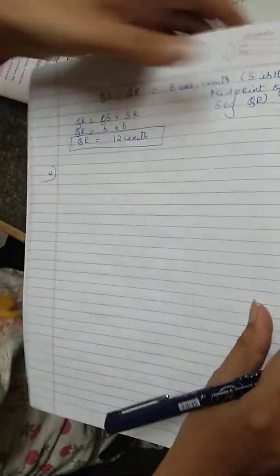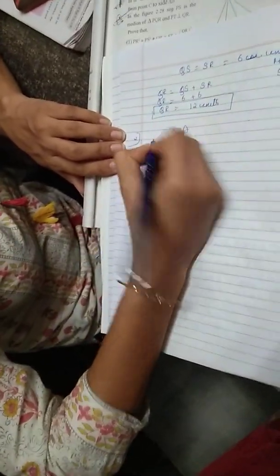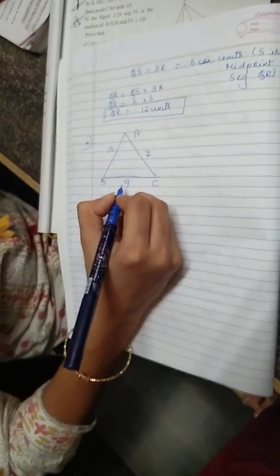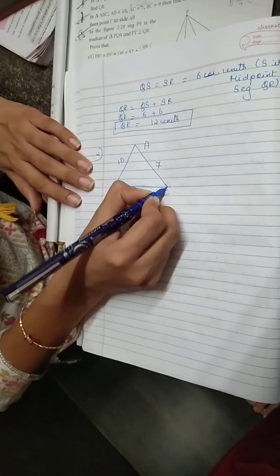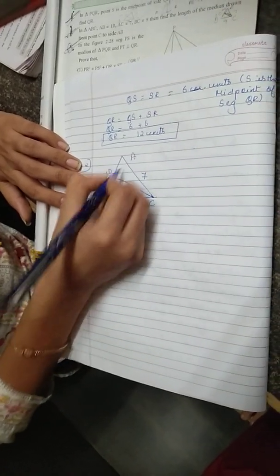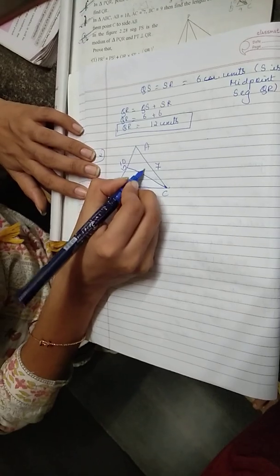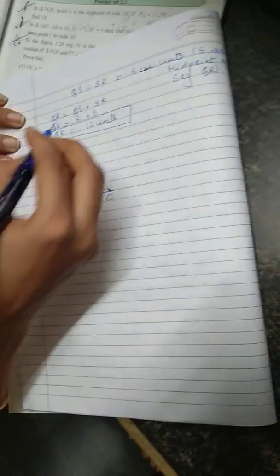This is your next question. In triangle ABC, let us draw triangle ABC. AB is 10, AC is 7, BC is 9. Find the length of the median drawn from point C. Now the median is drawn from point C to side AB. Let us consider the median as CD. You will have to find median CD. Again you will have to apply Apollonius theorem.